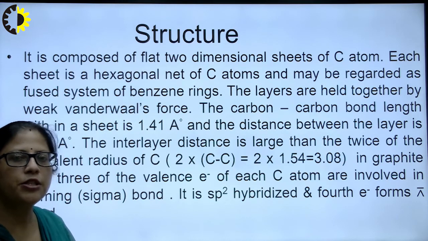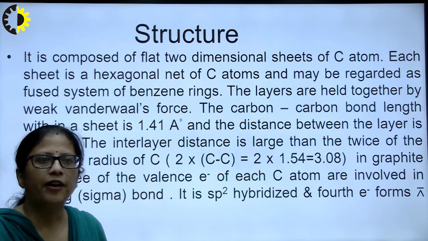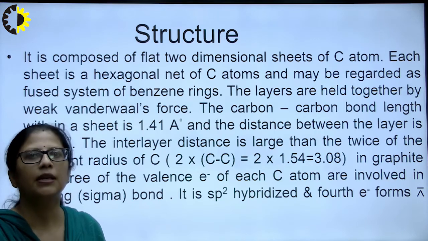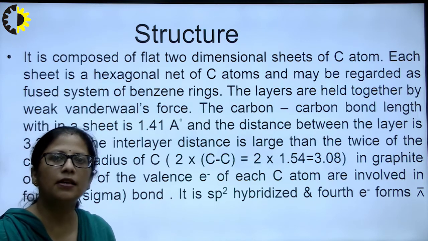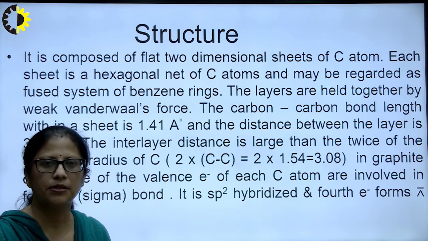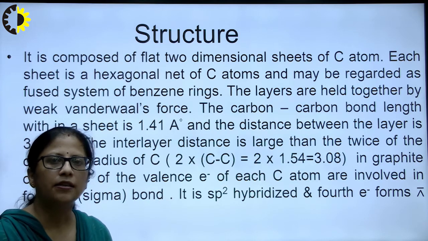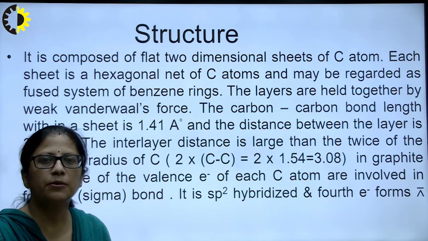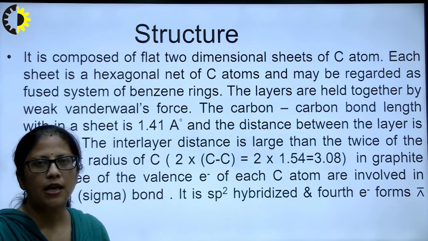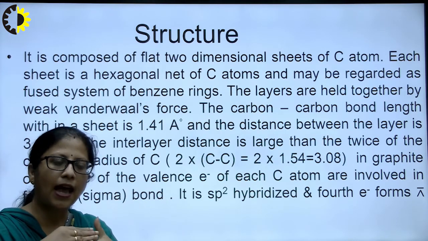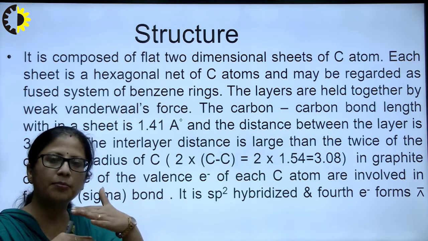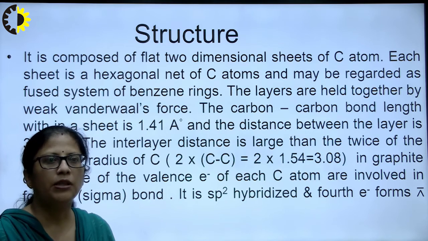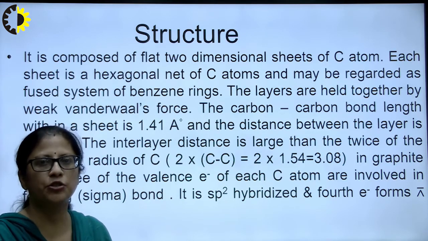Now coming first to the structure of graphite. Graphite is composed of flat two-dimensional sheets of carbon atoms, and each sheet is a hexagonal net of carbon atoms, and it may be regarded as a fused system of benzene rings. These layers are held together by weak van der Waals forces. Graphite exists in layers, and there are weak van der Waals forces between the different layers. The carbon-carbon bond length within the sheet is 1.41 angstrom.